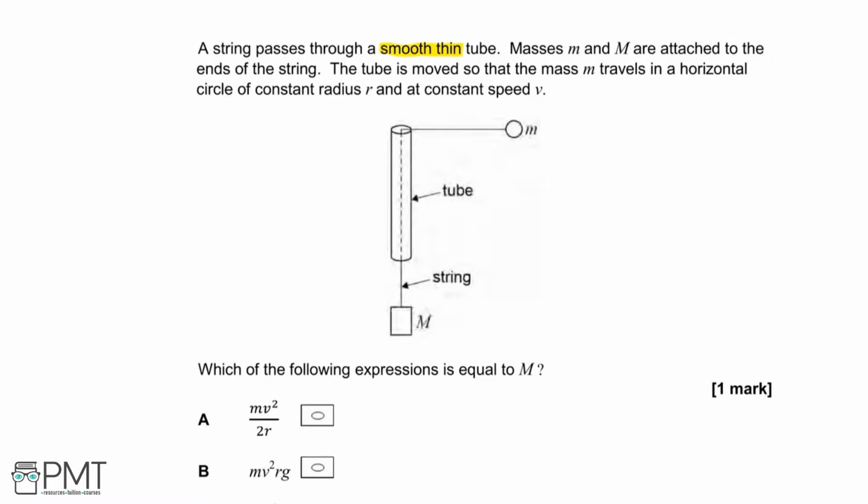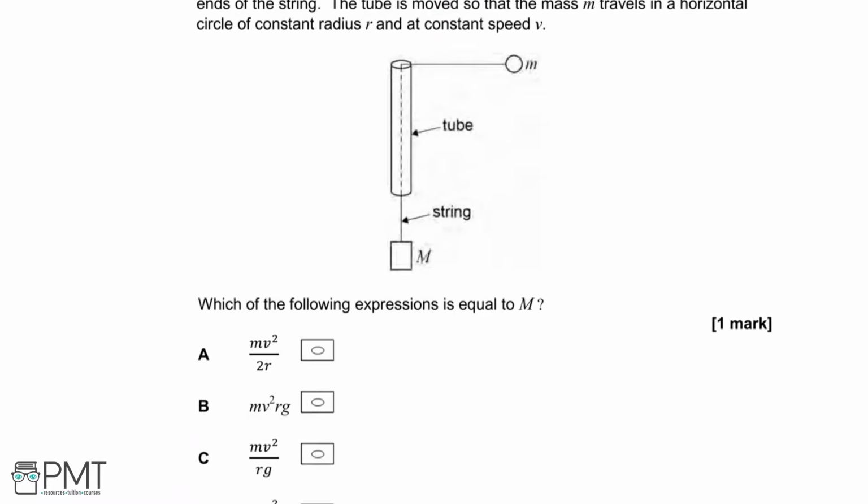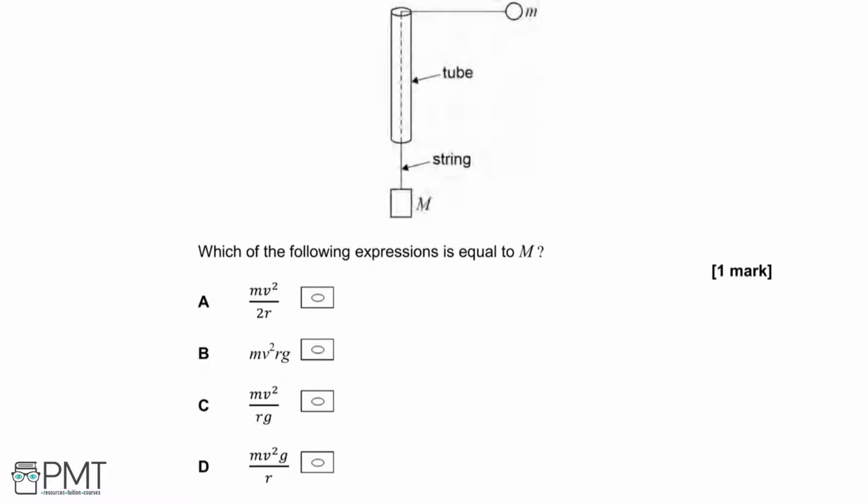By smooth, what they mean is that there's no friction between the string and the tube, so there are no additional forces there. And by thin, what they mean is that we may as well treat the radius of the tube as being 0, so that the start of the string, the other end to the small mass, lowercase m, is going to be at 0 radius. Which of the following expressions is equal to M? And then we've got 4 options here.